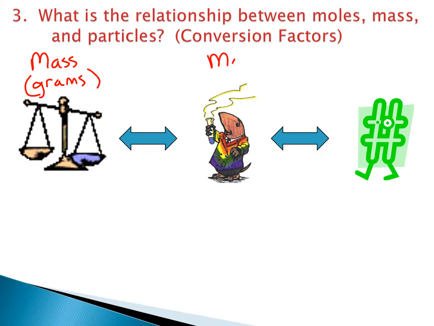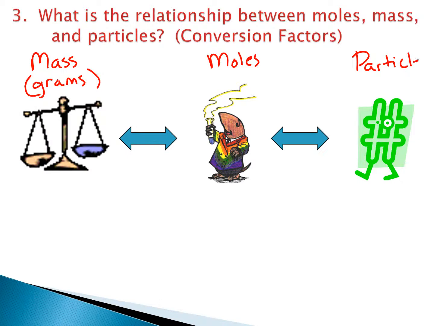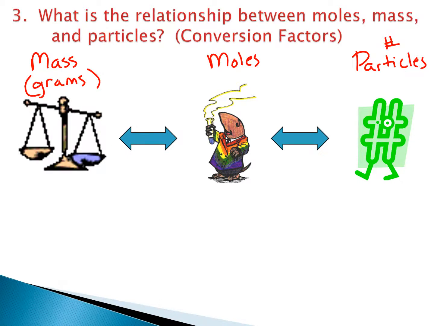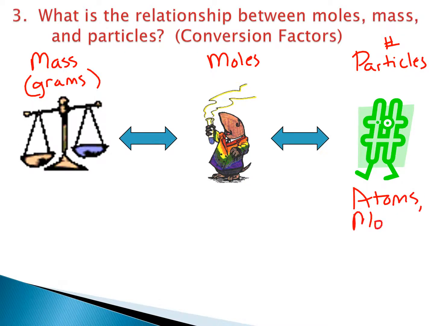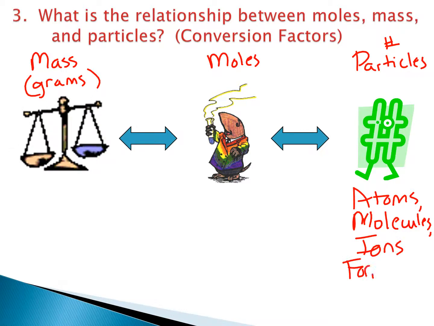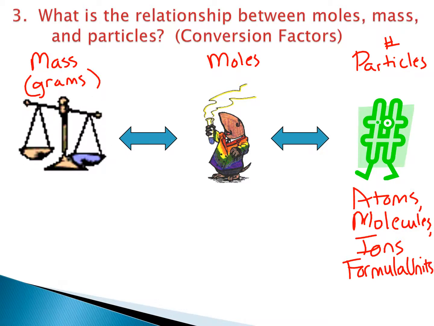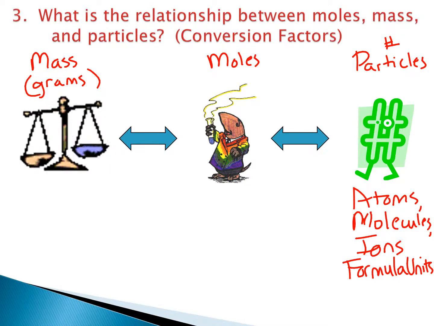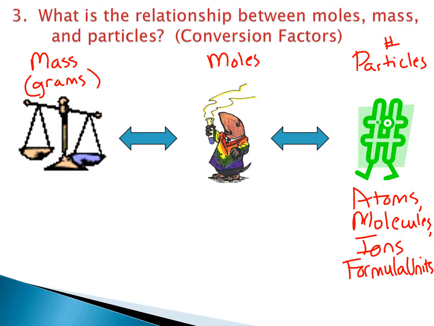We have moles, and we have particles. The number of particles could be atoms, could be molecules. We avoid saying molecules when we're talking about ionic compounds, since they don't actually exist in individual molecules. They exist in a crystal lattice, so we say formula units. It's technically more correct. Okay, so let's look at how we convert between these.